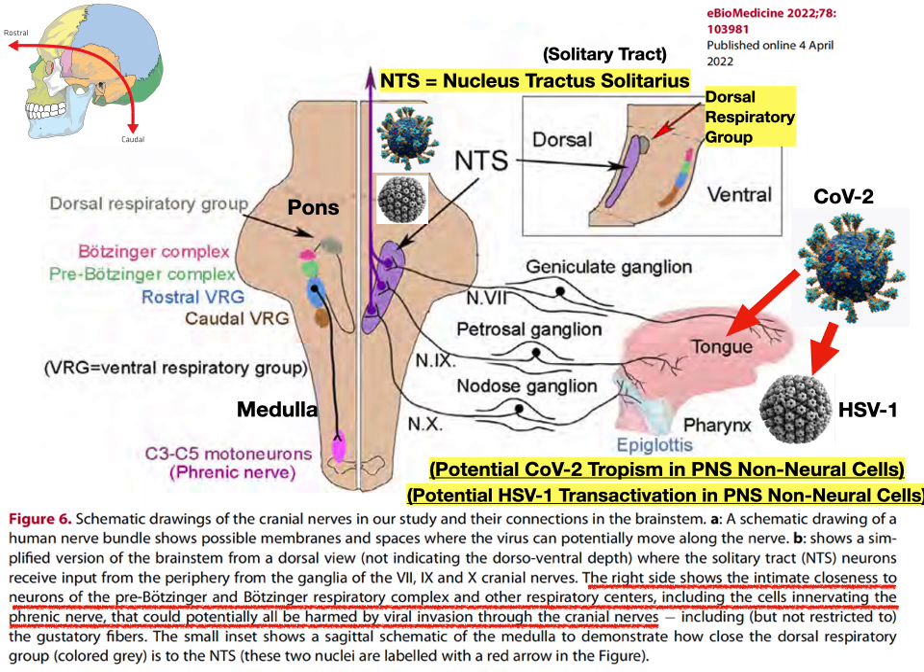So takeaway concepts: there are potential sites for COVID-2 tropism in the peripheral nervous system non-neural cells. So these would be in the cranial nerve. They're non-neuronal components. Particularly, we're going to discuss the glial cells of the perineurium. That's coming up in later slides in this YouTube.